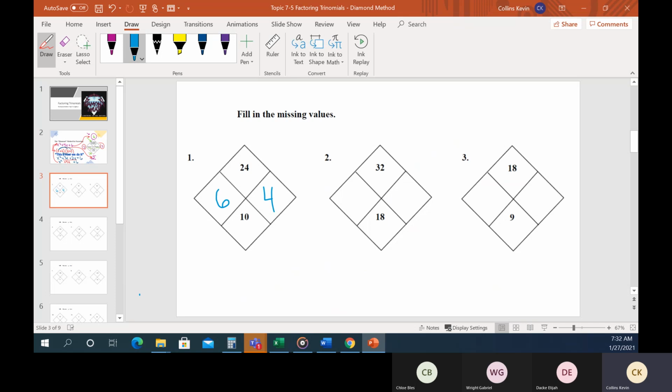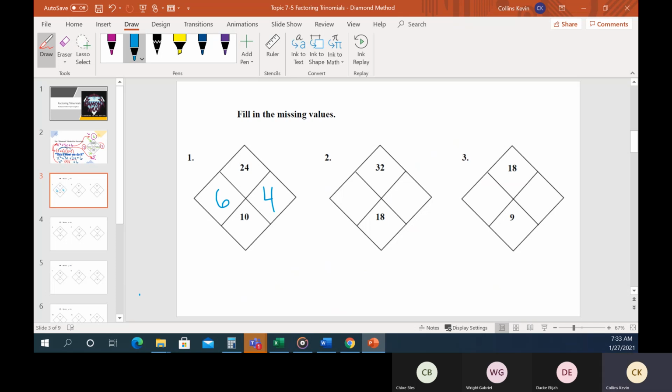This one, we multiply together and get 32, and adds together to give us 18. So again, the way to approach this is look at the possible factors of 32. What multiplies together and gives you 32, but now we need to add together and give us 18.